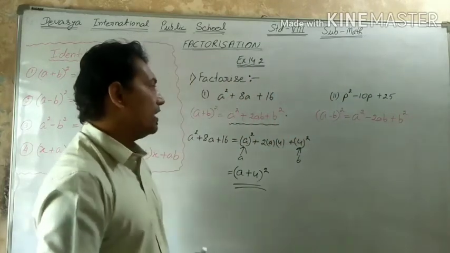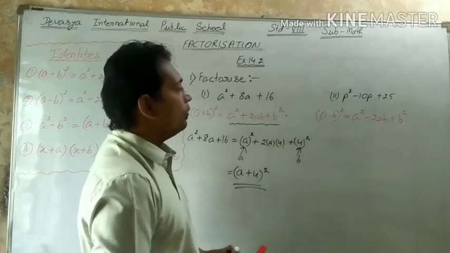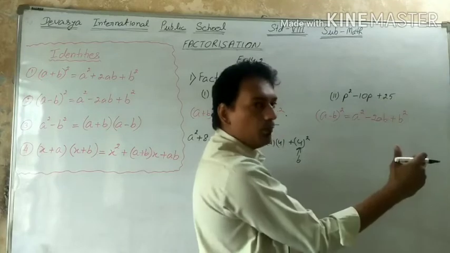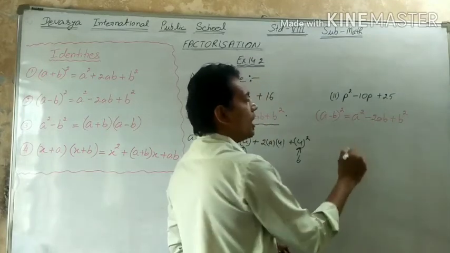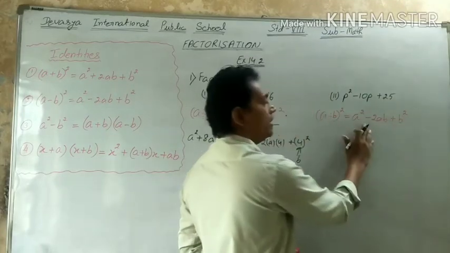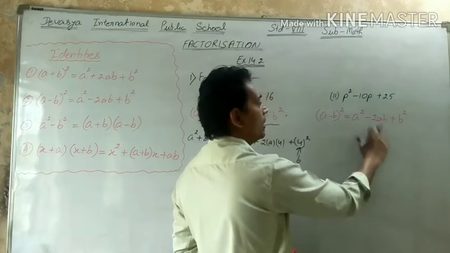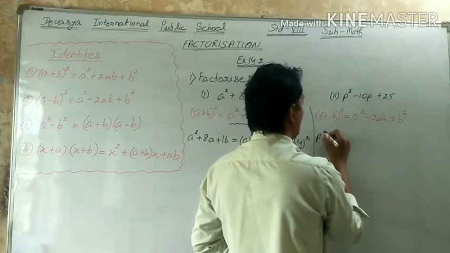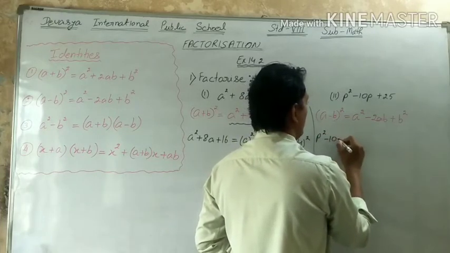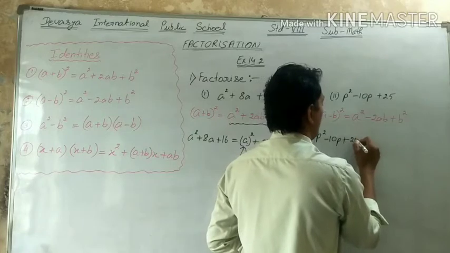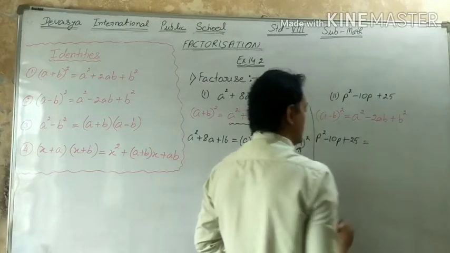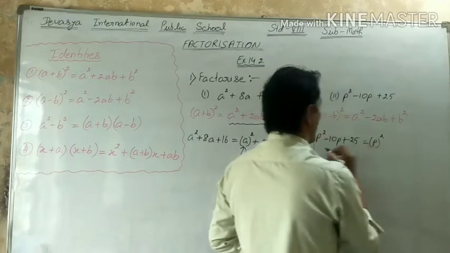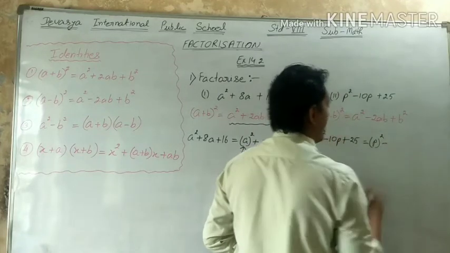We already identified which formula we need to use, and now we need to convert this expression into such a form so that it fits into the right hand side of our identity. This is the right hand side of the identity. So let's once again write this expression. This is p square minus 10p plus 25. This can be written with p square as p whole square. As I told you, the middle term is going to be the negative term.